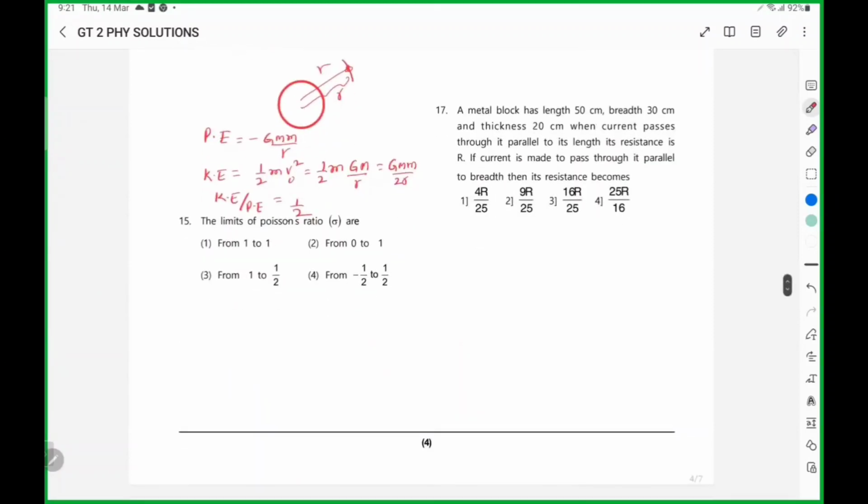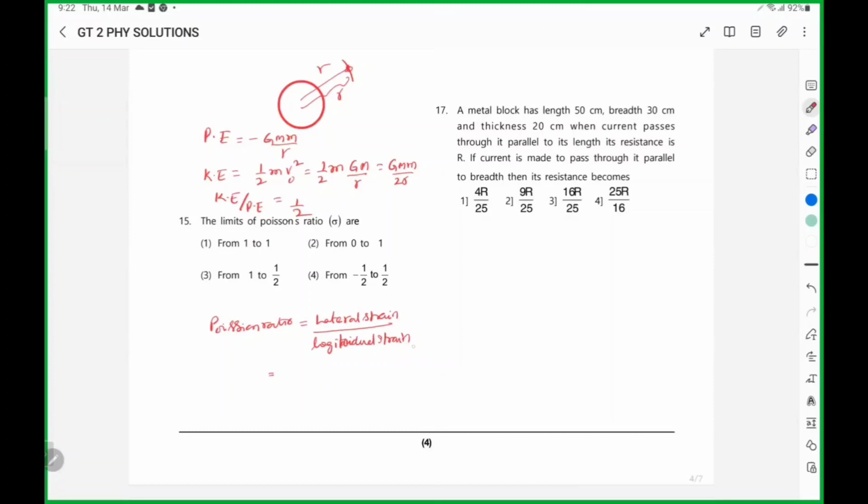So limits of Poisson ratio. Poisson ratio can be positive or negative, and it is defined as lateral strain by longitudinal strain.